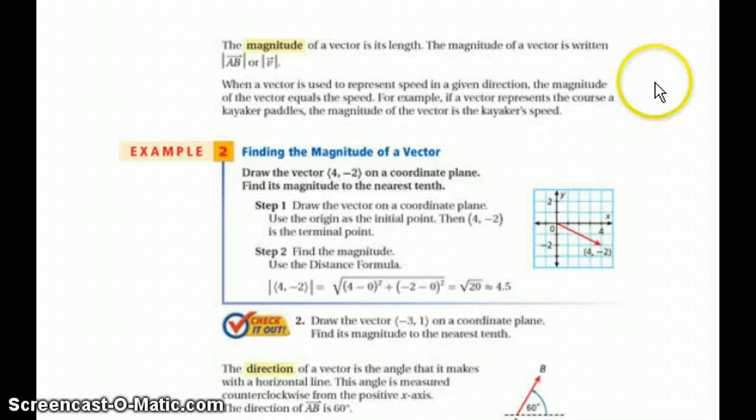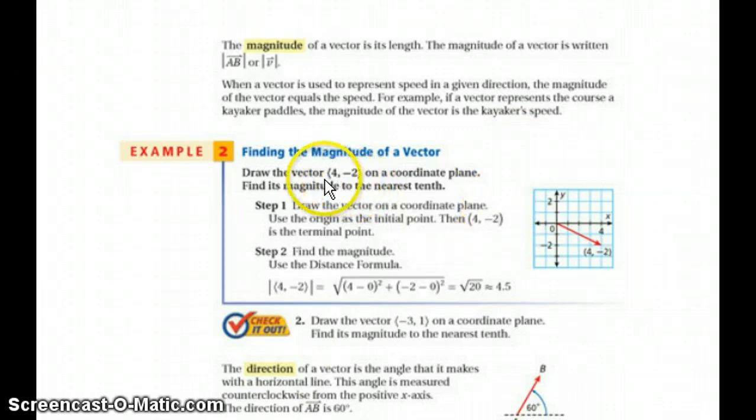And we can use vectors a lot of different ways, and they can tell us a lot of different things depending upon what you're using them for. One of the things that you talk about when you deal with vectors is something called magnitude. And the magnitude is written like this. It looks like absolute value lines around vector AB or vector V. And here is where the distance formula basically comes in.